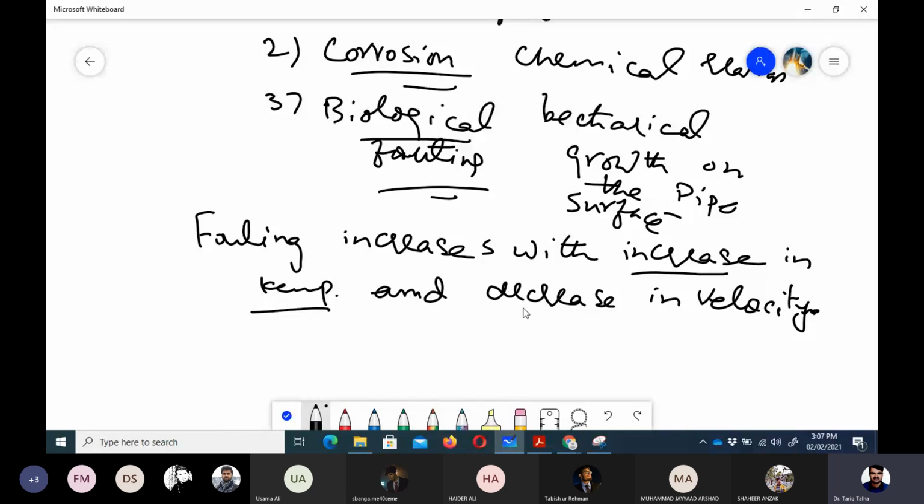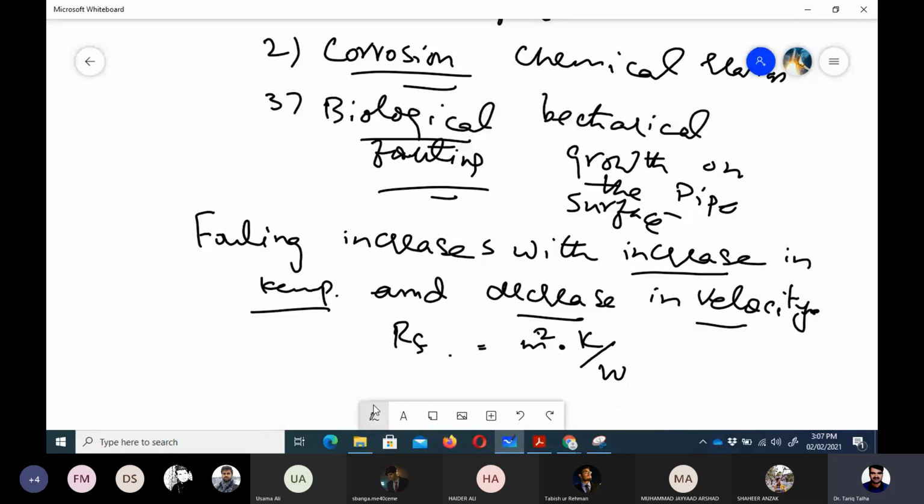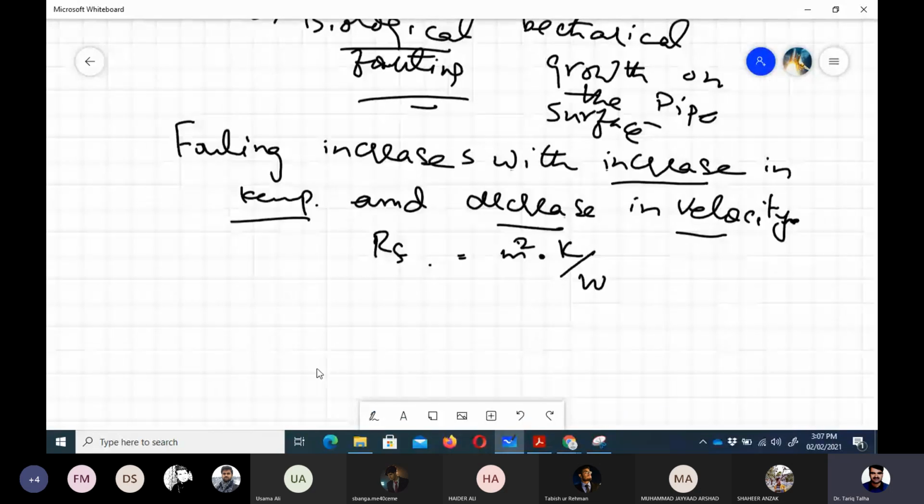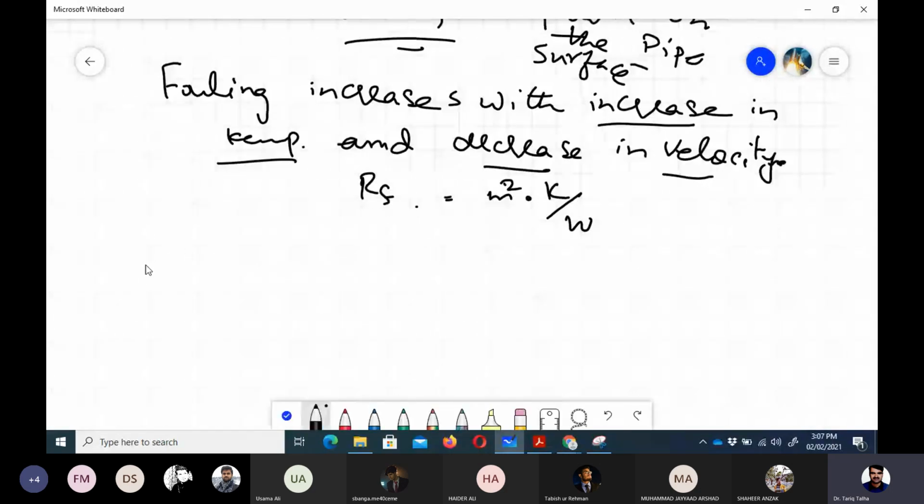Okay, so that is the chemical corrosion. Now, as we discussed, we need to account for that additional resistance, and that is done by the fouling factor, which is always given in meter square Kelvin per watt. So usually, if we look at the definition of U, just a minute, let me show that U definition here again.